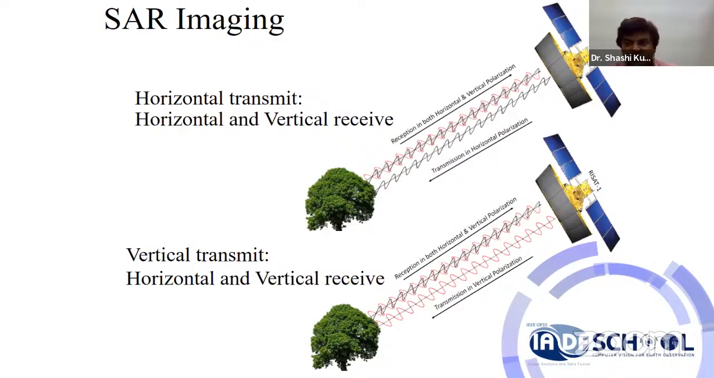If any SAR sensor provides the data set in only one polarimetric combination, out of the four combinations HH, HV, VH and VV, then that data set is known as a single polarized data set. If out of the four polarimetric combinations, any satellite provides two, like HH plus HV, or VV plus VH, or HH plus VV, then that data set is known as a dual pole data set. And if all four polarimetric combinations are acquired and provided by the satellite for the same study area at the same time, that data set is known as a fully polarimetric quad pole data set.